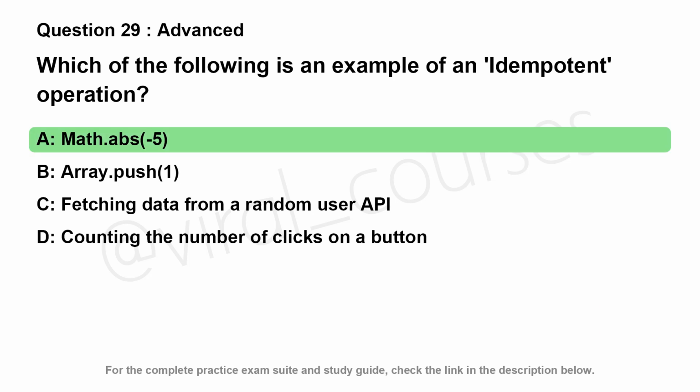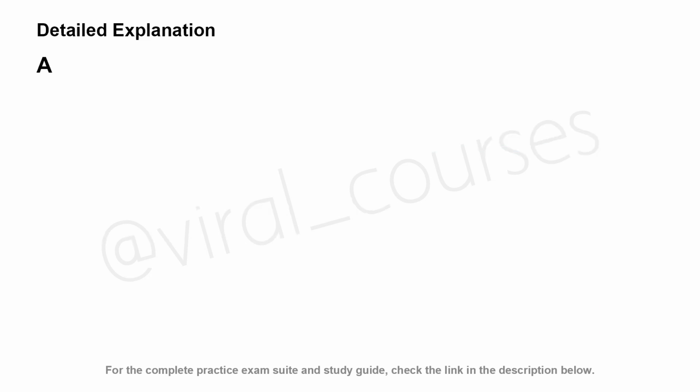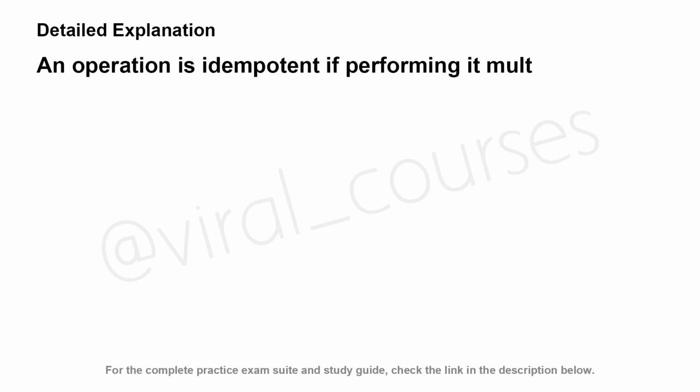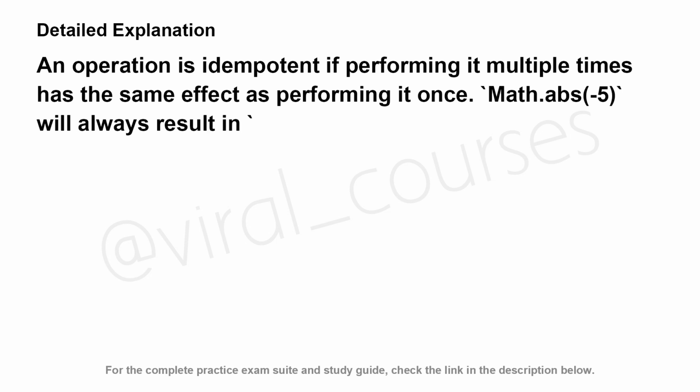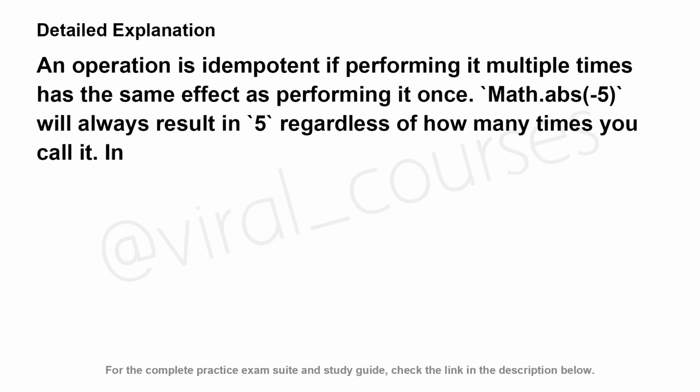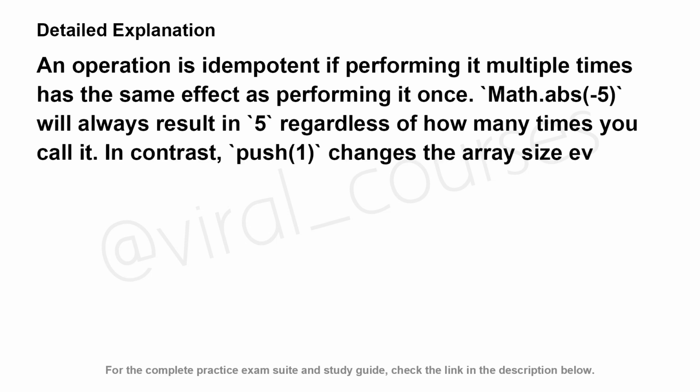The correct answer is A. An operation is idempotent if performing it multiple times has the same effect as performing it once. Math.abs(-5) will always result in 5 regardless of how many times you call it. In contrast, push(1) changes the array size every time it's called.